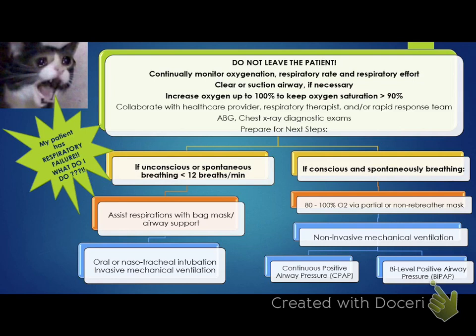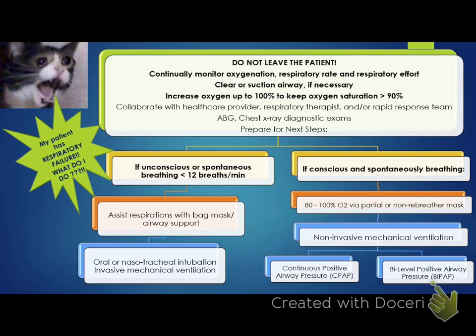Have you seen CPAP and BiPAP in the hospital? So what they'll do is these will add a little bit of pressure to the situation, and I will play with the lungs and show you what just a little bit of pressure can do to help your lungs.